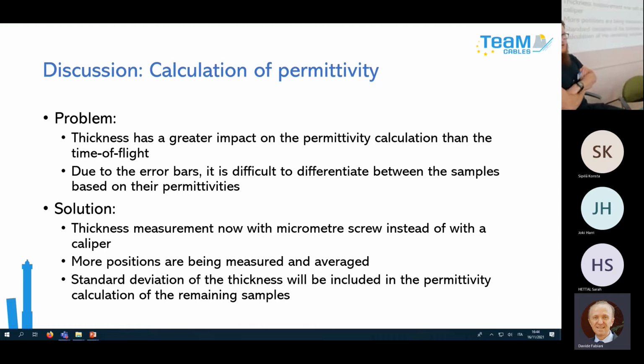Little conclusion: the thickness has a greater impact on the permittivity calculation than the time of flight. And as I said, due to the error bars, it's difficult to differentiate between the samples based just on the permittivities. Now, we thought about the solution a bit. The thickness measurement is since then done with a micrometer screw instead of a caliper. More positions are being measured and averaged, but still we have this mean error, this standard deviation. It will, of course, be included in the permittivity calculations for remaining samples. This was a while ago.